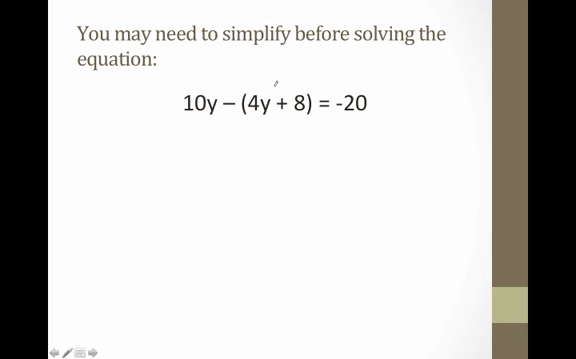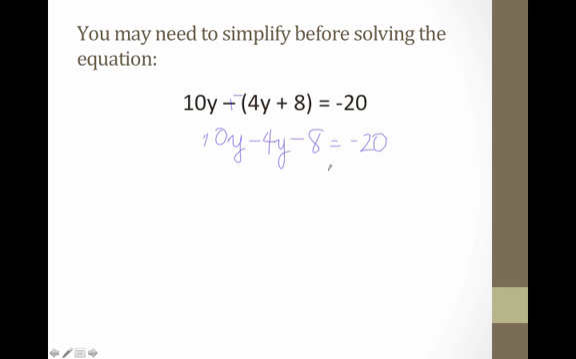Okay, hopefully you didn't get tripped up. So I've got my 10y and I'm subtracting both the 4y and I'm subtracting the 1/8. It's kind of like distributing. This is really a negative 1 here, right? Because remember, if I'm subtracting, I'm really adding the opposite. That negative sign outside is really negative 1, and then I'm distributing that. So this is really 10y minus 4y minus 8 equals negative 20.